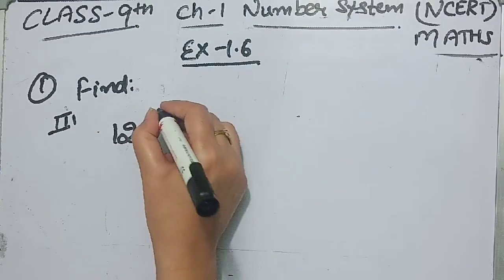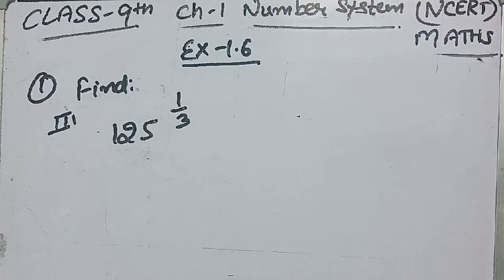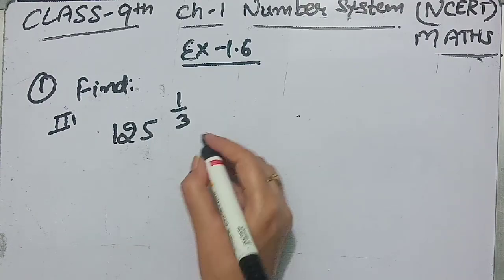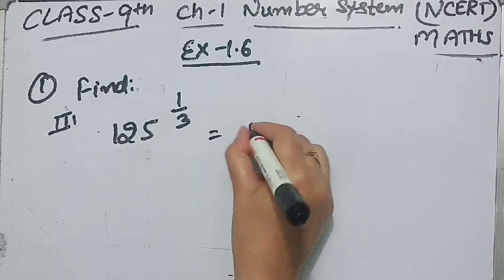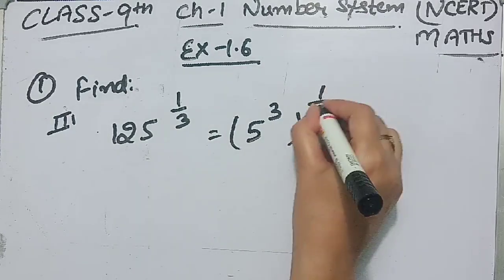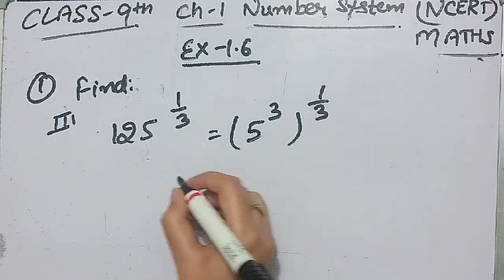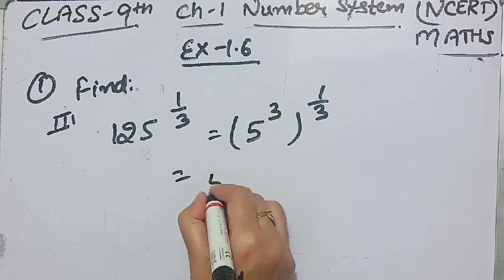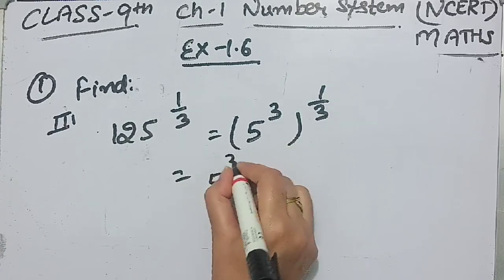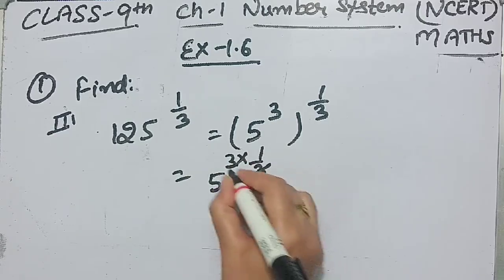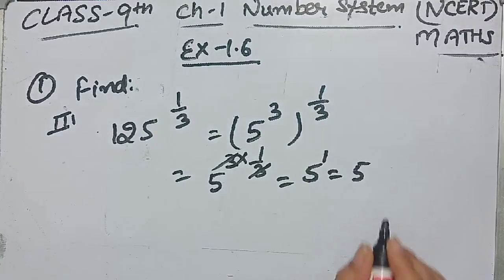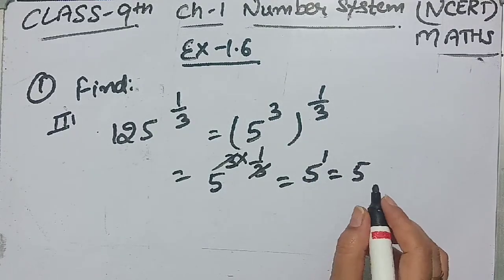Now the third part is 125 power 1 over 3. Now you will make the factors. For 125 you will get only 5, and how many 5s? 3 fives, that is 5 cube is equal to 125. Now raising to power 1 by 3. Similarly, in that way we will solve this question. Both powers are multiplied, 3 into 1 by 3. Now 3 and 3 are cancelled. 5 power 1 is equal to 5. Now the first question is completed.